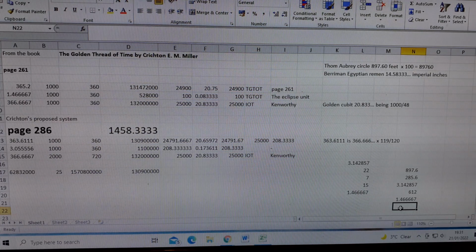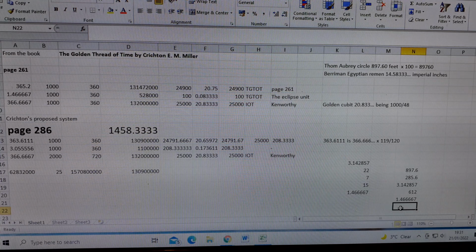That's the eclipse unit. If you want to learn how to predict an eclipse, you need to know what that number is. And it's in every circle that's got 22/7 in it. And that's what these people were doing. They were predicting eclipses and designing their monuments against eclipse prediction, as well as all the other things that Crichton's telling us about, and that Berriman's telling us about, and Alexander Thom's telling us about.